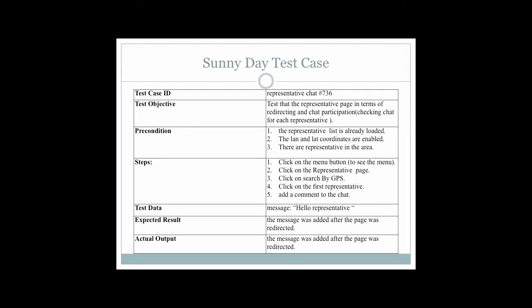First, we click on the menu button to see the menu. We go to the representative page. We search by the GPS just to grab the list of all representatives within that area, and we click the desired representative. Once we're in the representative page, we attempt to add a comment to that chat. The text data used was "hello representative," and we expect that the message was added onto the list and that we could view it on the page immediately, and so could others. The actual output was what we expected.